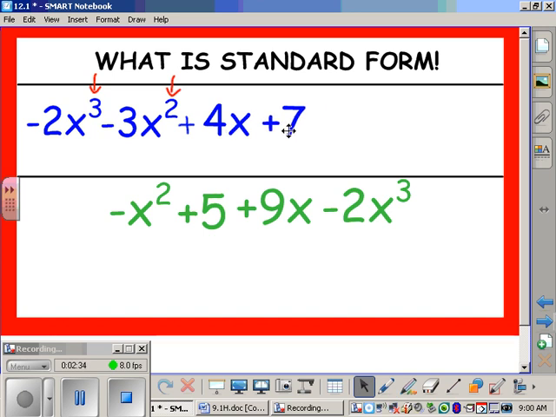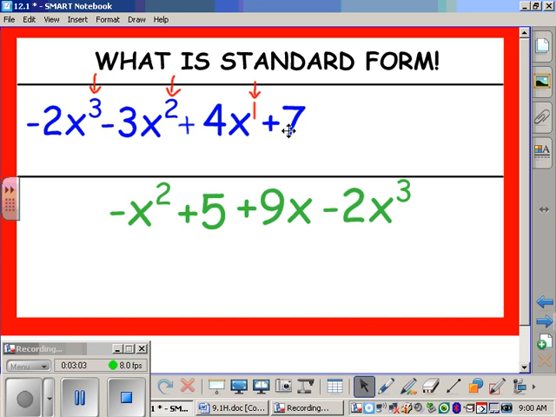7 is called a constant because it does not contain a variable. So we now have reorganized this polynomial and put it in standard form based on the exponents of the variables. The third term, the 4x, if you notice, you do not see the exponent, but in fact it has an invisible 1. So now you can see that the exponents go from 3 to 2 to 1 to our constant.